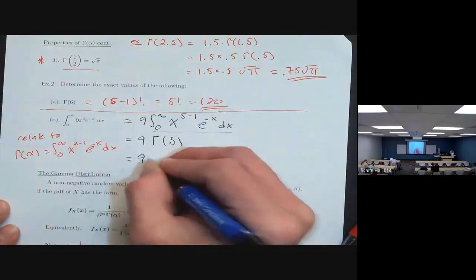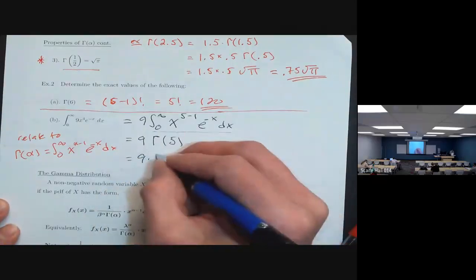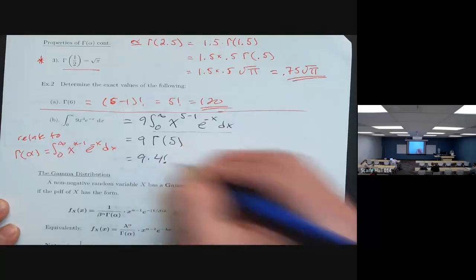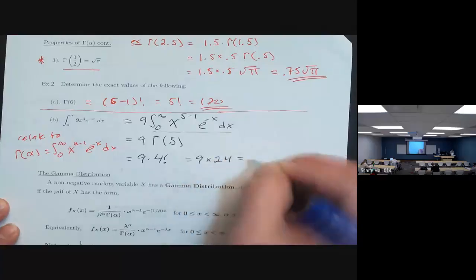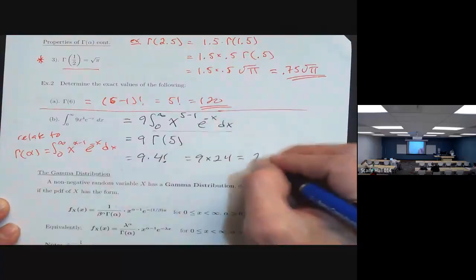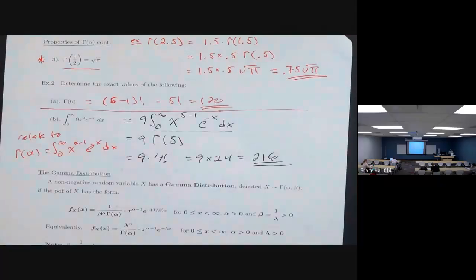Okay, almost done, which is 9 times what? What's gamma of 5? 4 factorial. So 9 times 24. Okay, and 216 would be our answer.